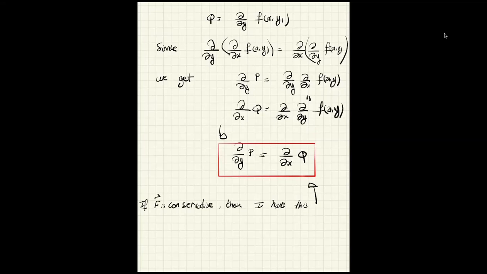Now you might be tempted to say, okay, give me a vector field, I'm just going to check this, and if it's true, then it's conservative. No, you didn't prove it. You just proved that if it's conservative, then this might be true. This is true for sure if the function is continuous, and in real life we're going to deal with this kind of nice functions.